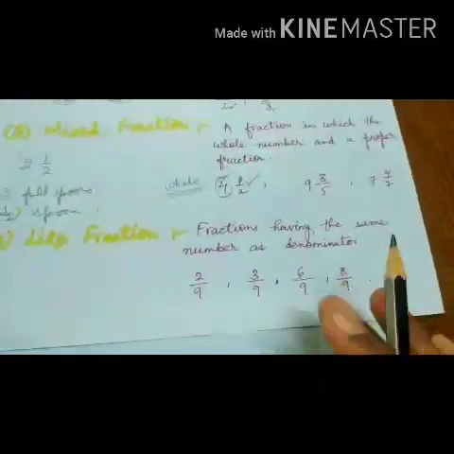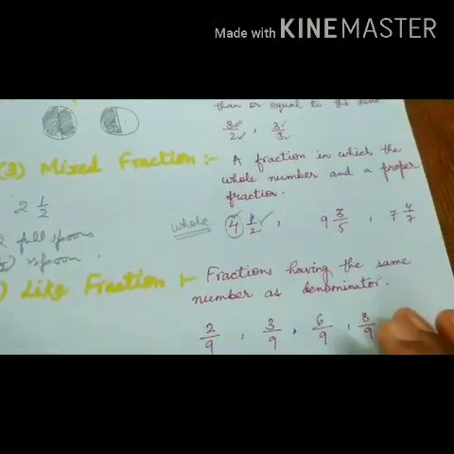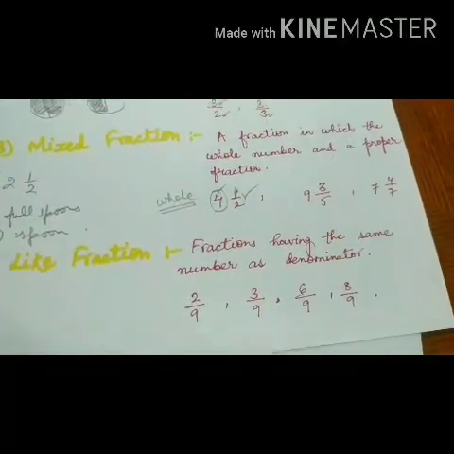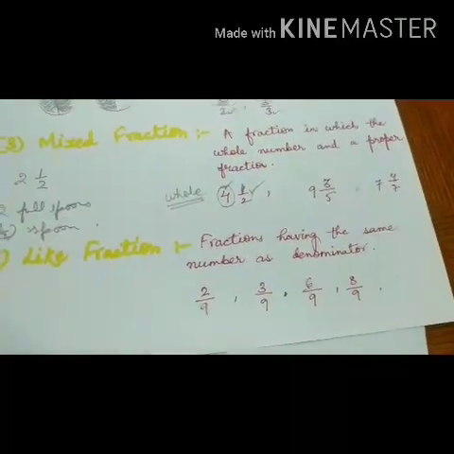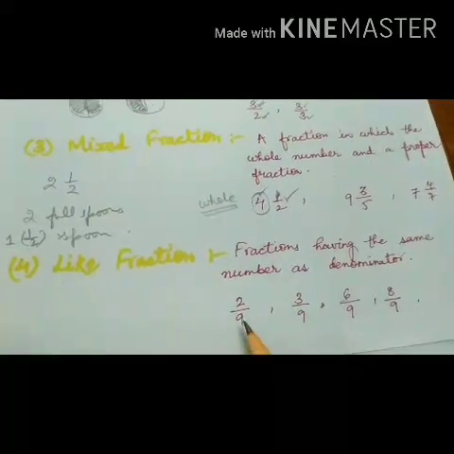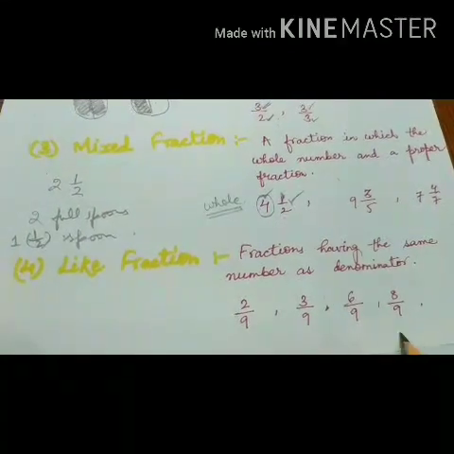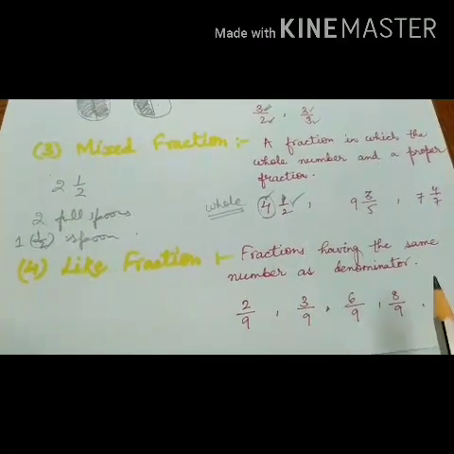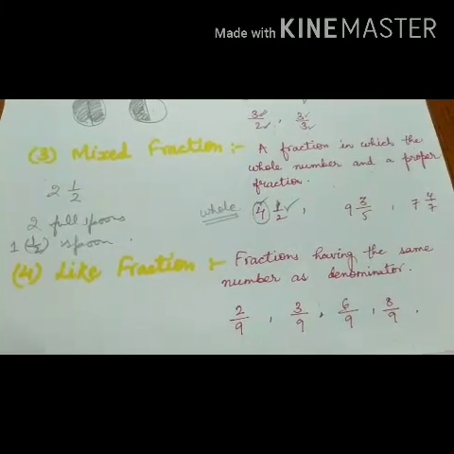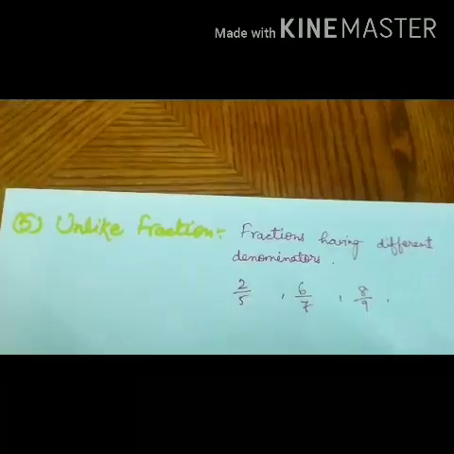Now like fraction. What is like fraction? Fractions having the same number as denominator. It is very easy to identify because it has same number of denominator. So like this 2 by 9, 3 by 9, 6 by 9, 8 by 9. It means its numerators are different but denominators are the same. That is why it is called like fractions.